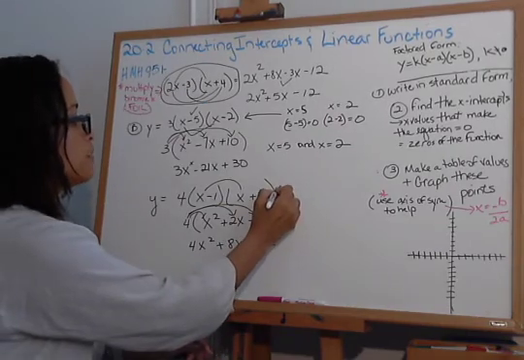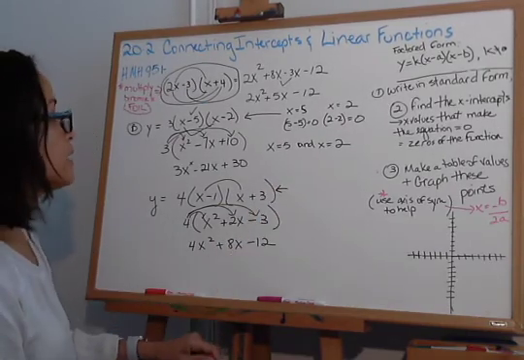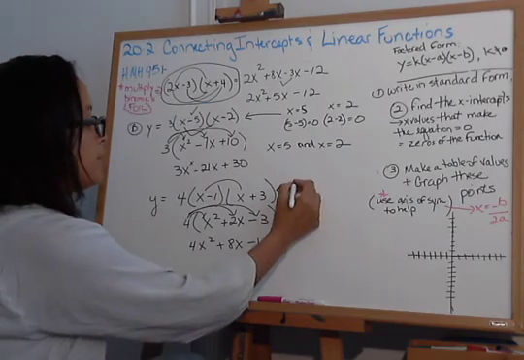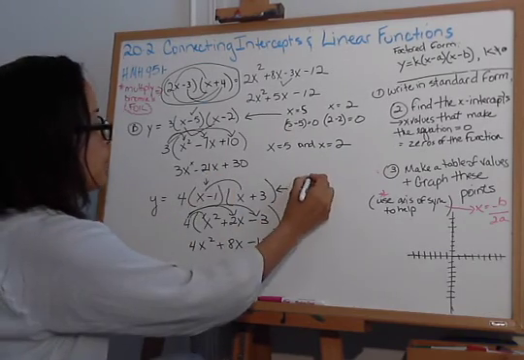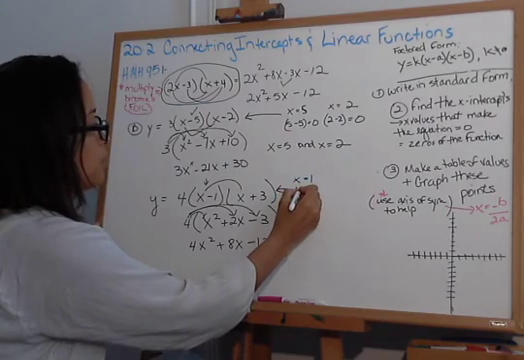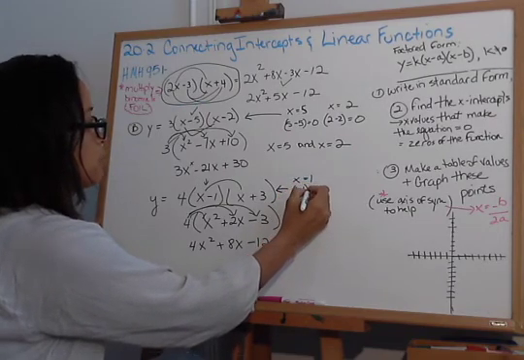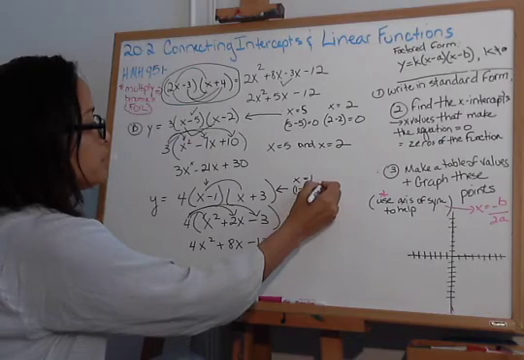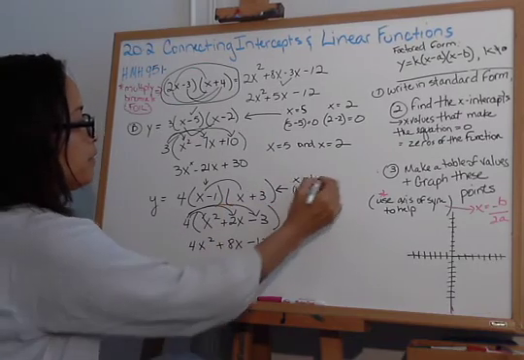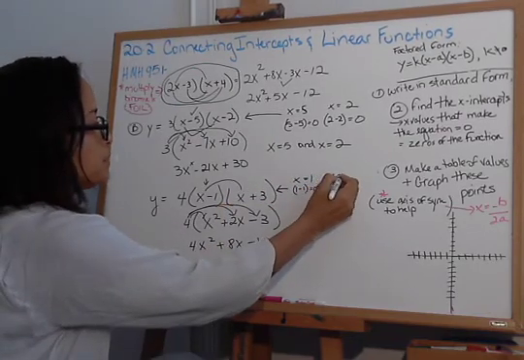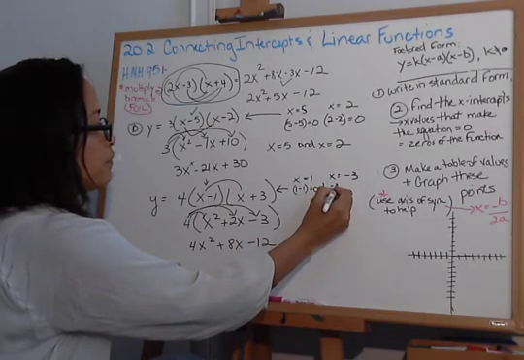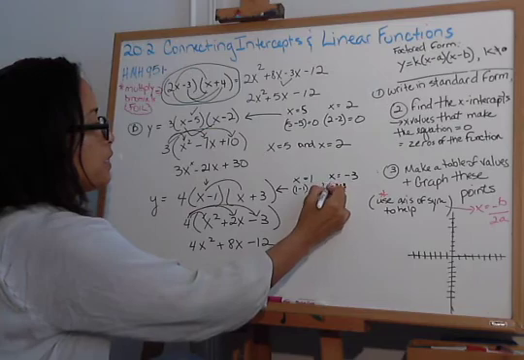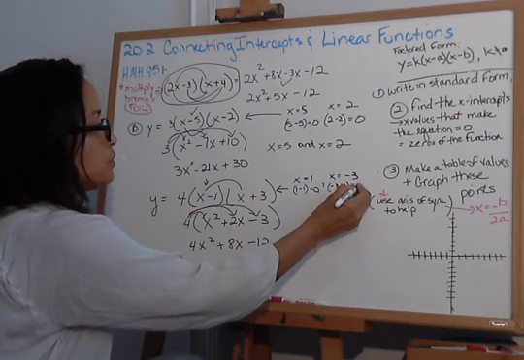From this factored form, I know that if x in this factor here is equal to 1, I'm going to have 1 minus 1. That's going to give me my first zero value. What about here? Well, if x is equal to negative 3, I'm going to have negative 3 plus 3, and that's also going to equal 0.